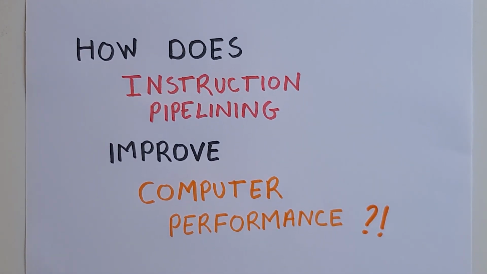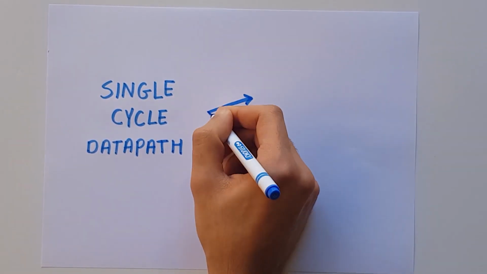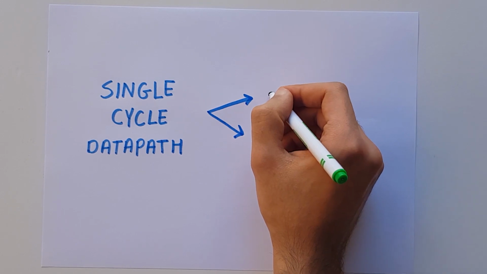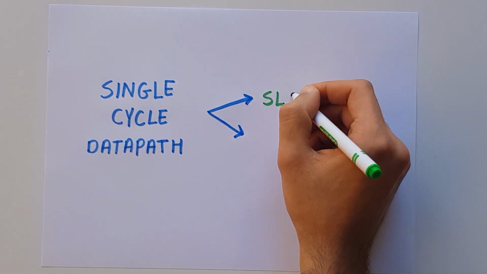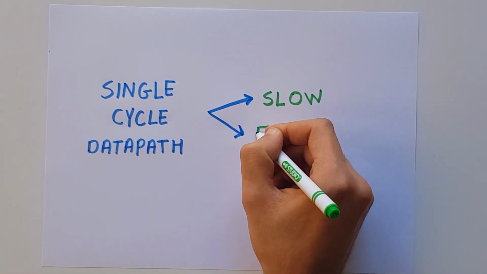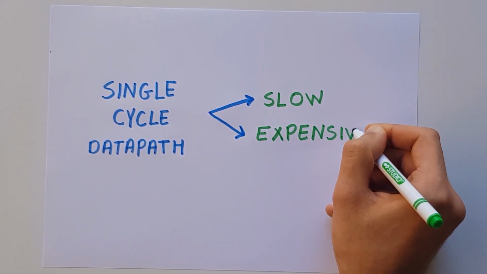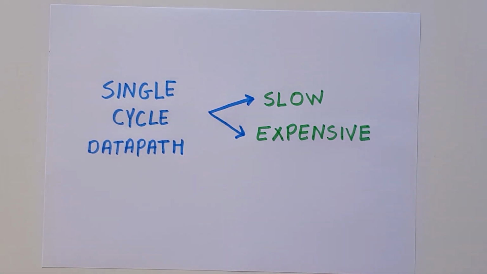The motivation behind using a pipeline processor over a simple single-cycle processor is because single-cycle data paths are slow, because all instructions execute in a single clock cycle and thus the clock cycle time must be long enough to accommodate the longest instruction. Moreover, they are expensive due to the need to duplicate hardware resources such as adders, since each data path element can only be used once.